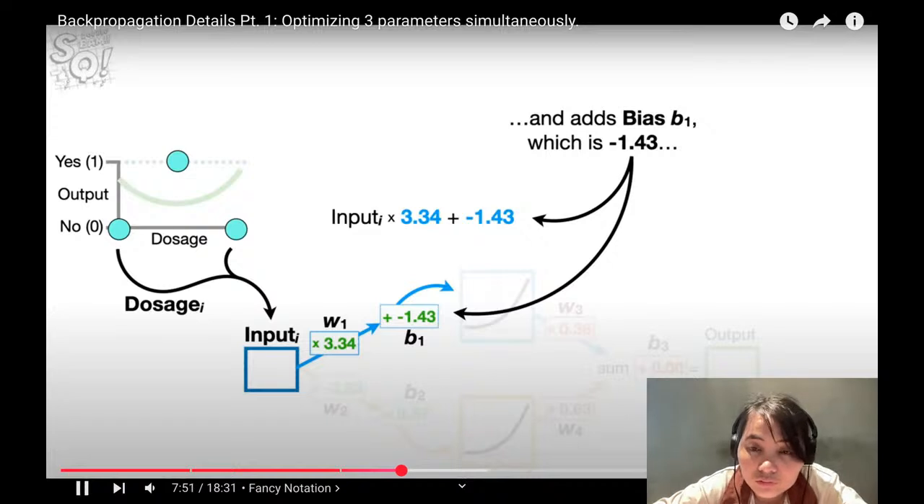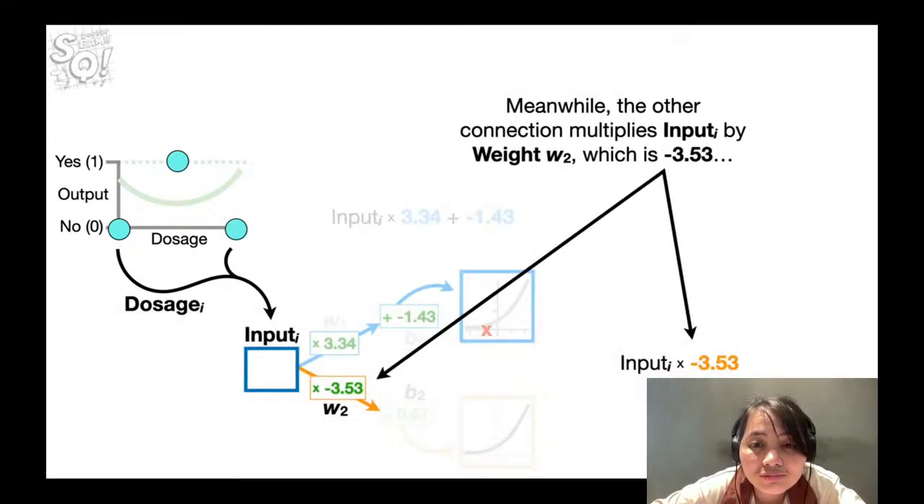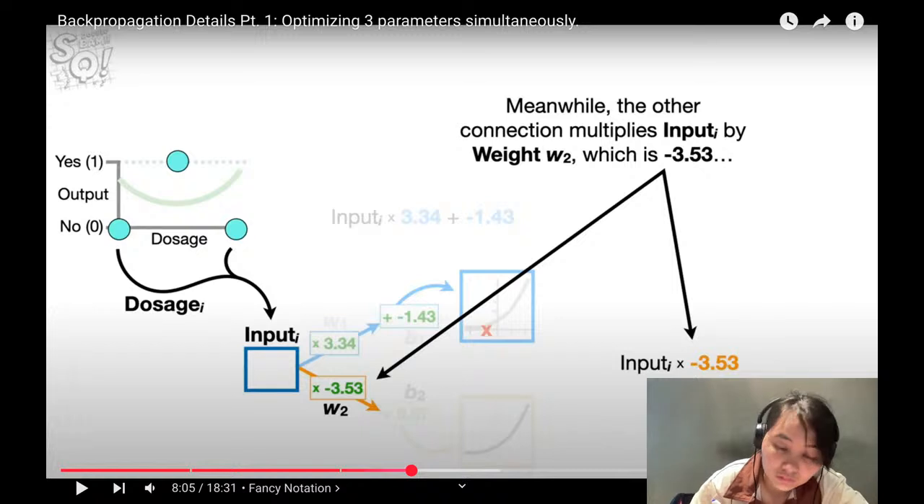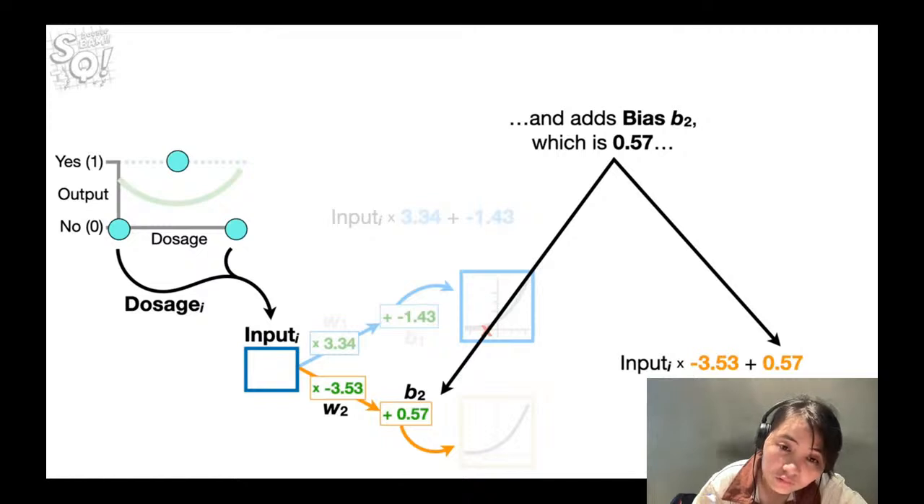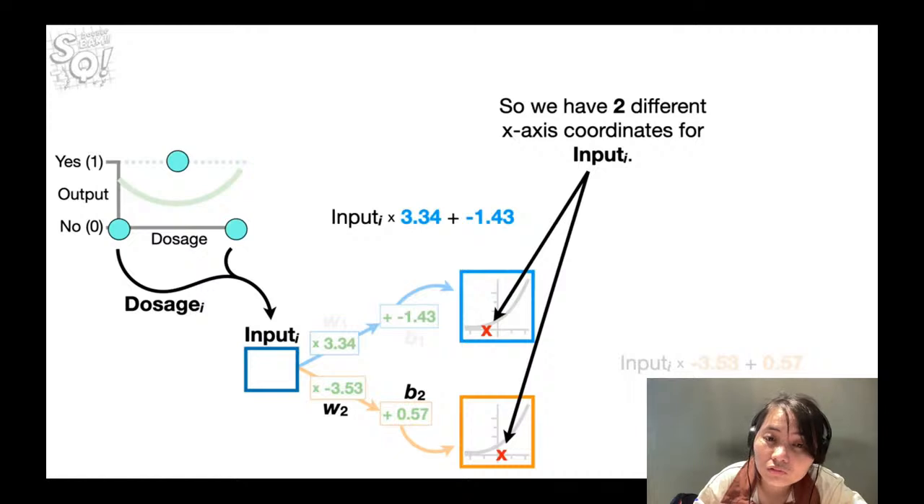which is negative 1.43, to get an x-axis coordinate for the activation function in the top node in the hidden layer. Meanwhile, the other connection multiplies input sub I by weight w sub 2, which is negative 3.53, and adds bias b sub 2, which is 0.57, to get an x-axis coordinate for the activation function in the bottom node in the hidden layer. So we have two different x-axis coordinates for input sub I.